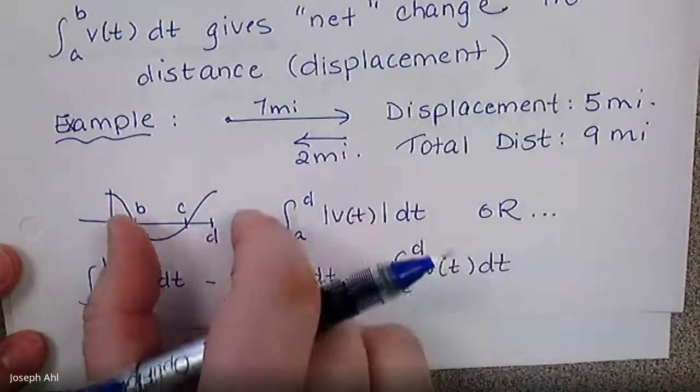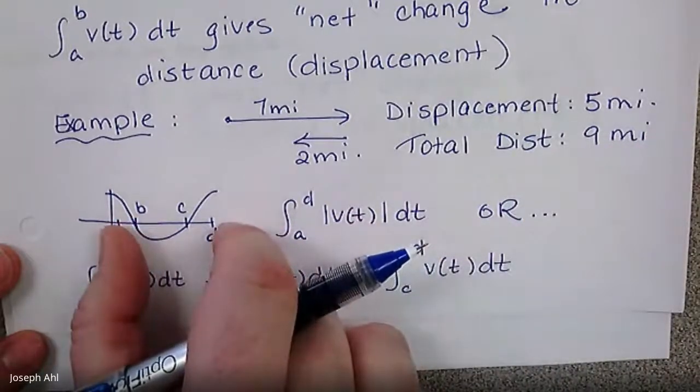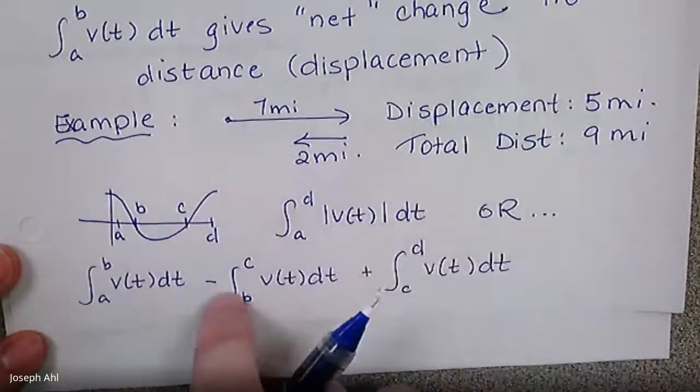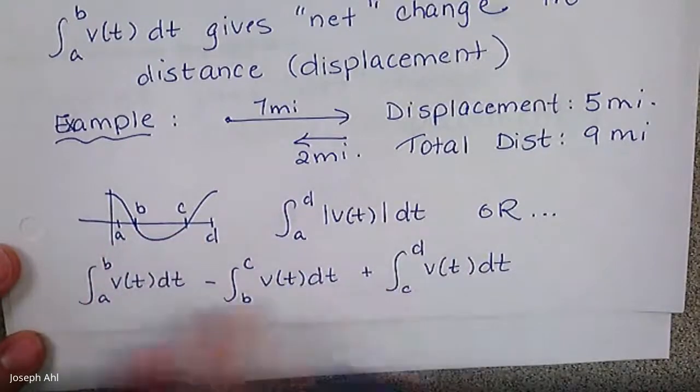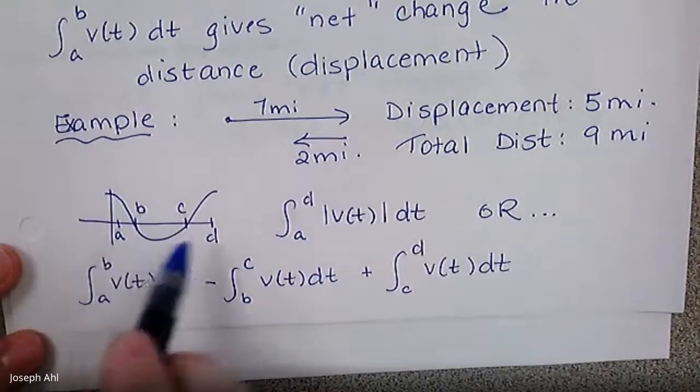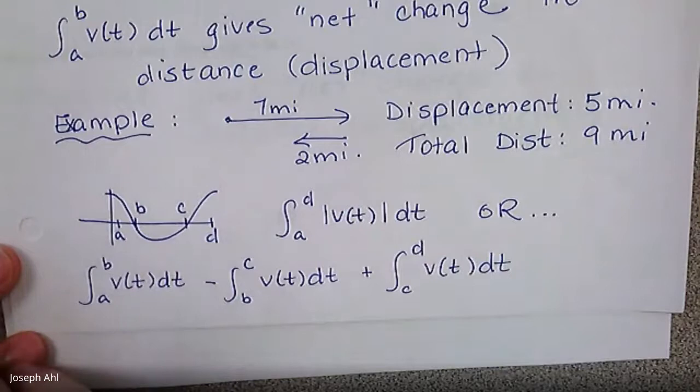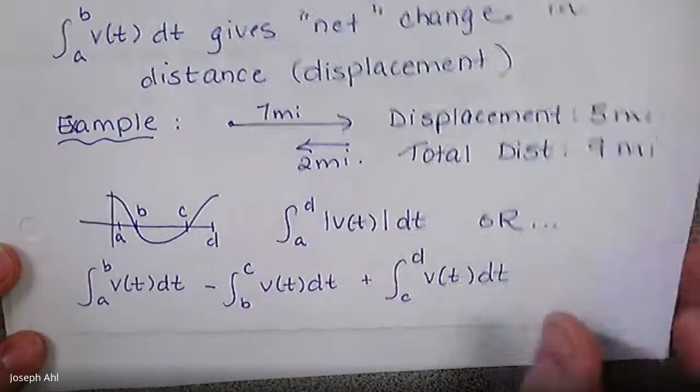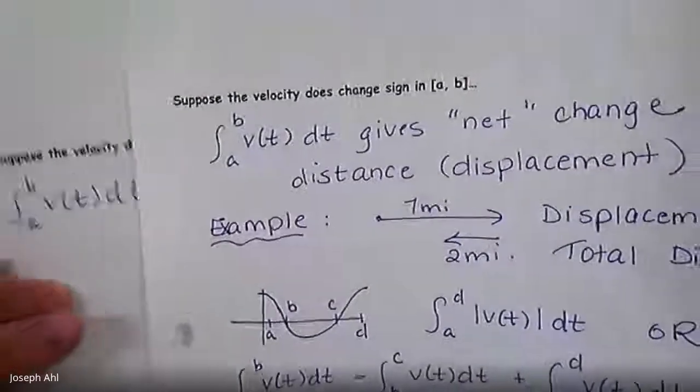So if we want displacement, it's pretty easy, just A to D, and we're fine. But if we're looking for total distance, we have to account for where the velocity is positive versus where the velocity is negative. And if we've got negative velocity, we have to negate that integral then. So let's take a look at what that would look like in our last example here.